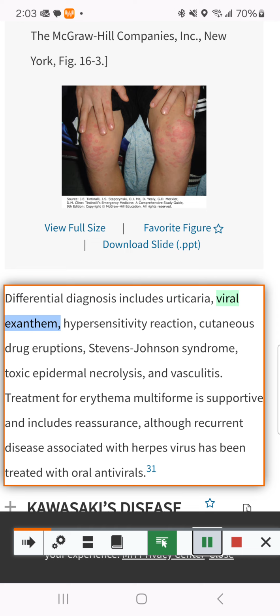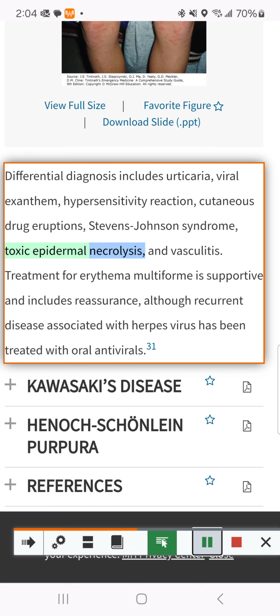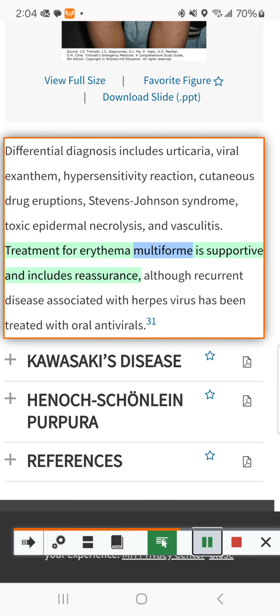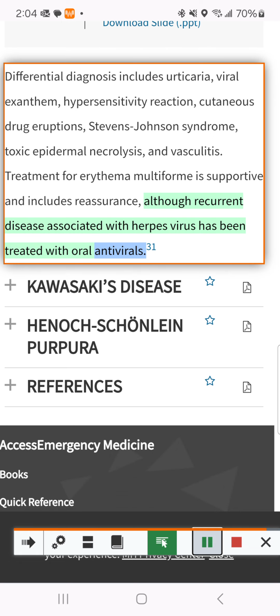Differential diagnosis includes urticaria, viral exanthem, hypersensitivity reaction, cutaneous drug eruptions, Stevens-Johnson syndrome, toxic epidermal necrolysis, and vasculitis. Treatment for erythema multiforme is supportive and includes reassurance, although recurrent disease associated with herpes virus has been treated with oral antivirals.